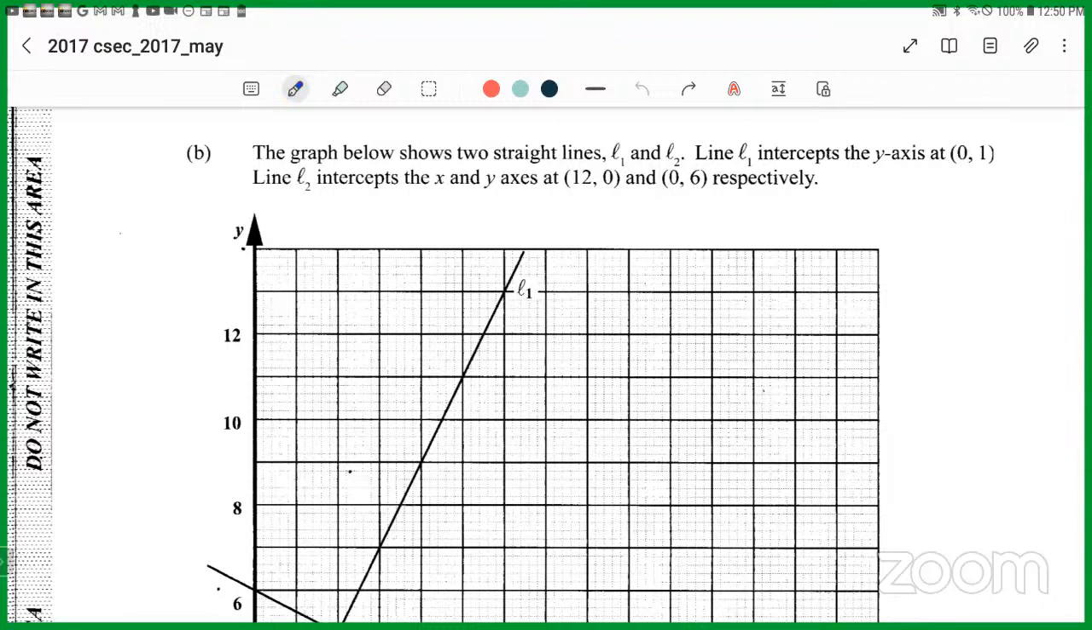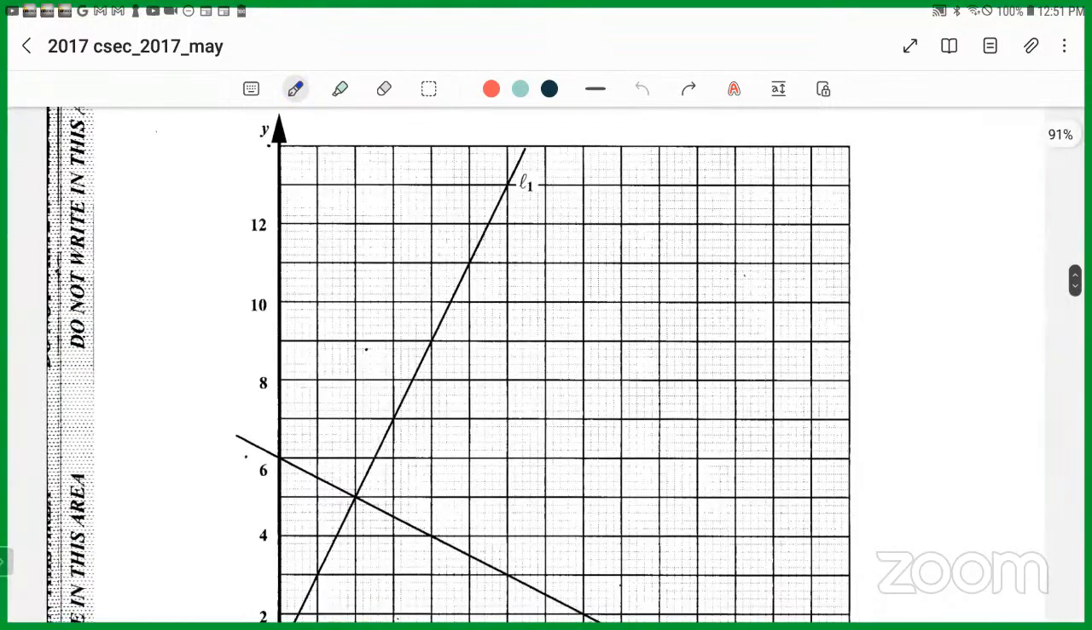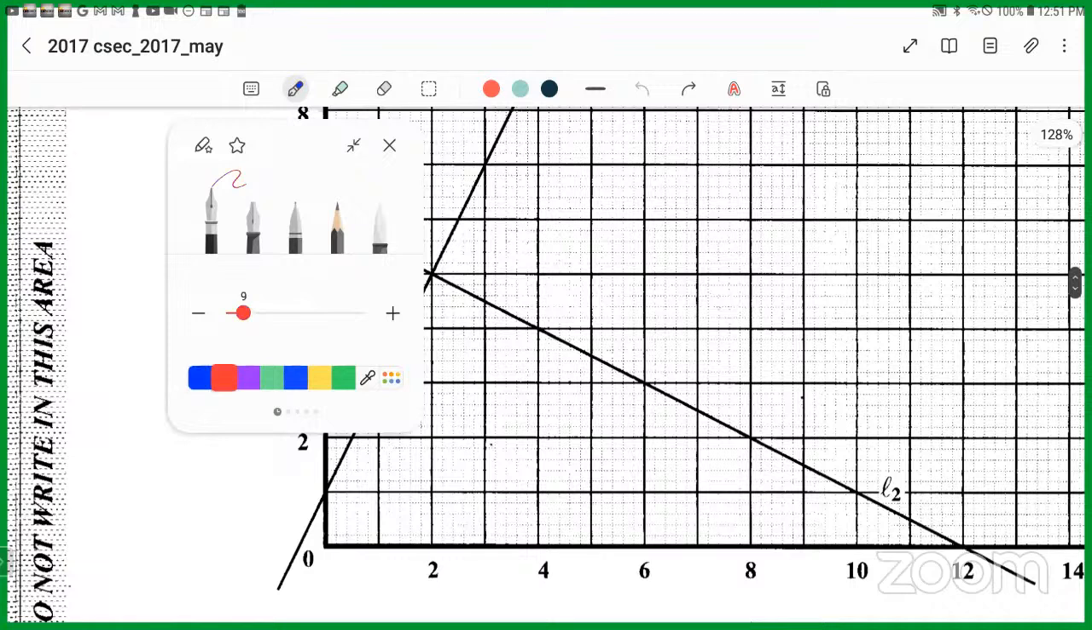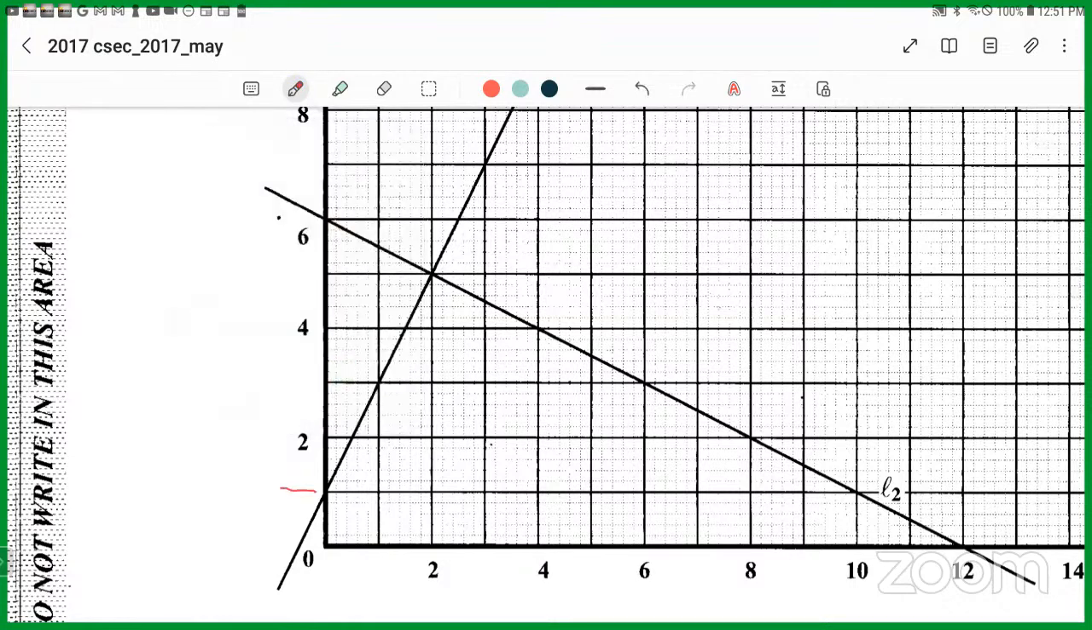So the graph below shows two straight lines, L1 and L2. L1 intersects the y-axis at 0, 1. That's a c value now. Right here, 0, 1. So for the first line, the c is 1. Because it's 2 lines, I want to call it c1 and c2. So c1 is 1, and for line 2, c2 is 6.